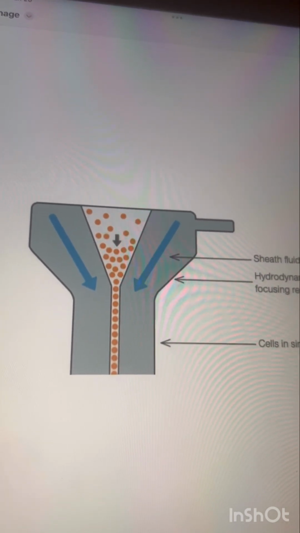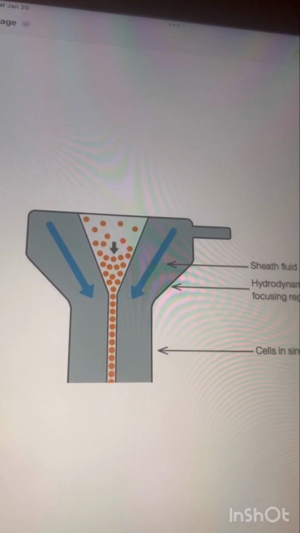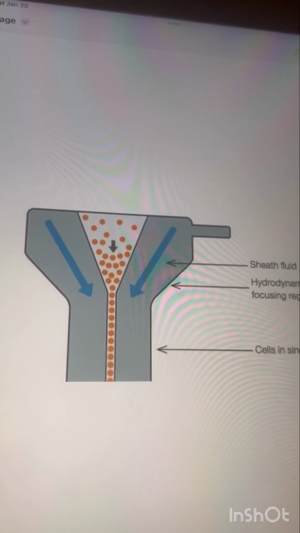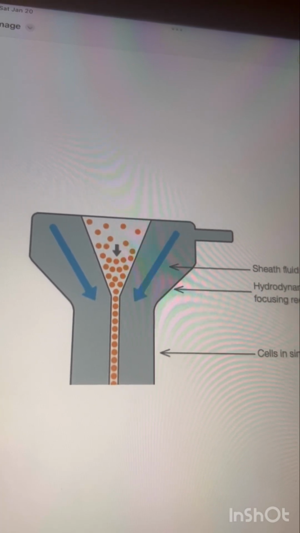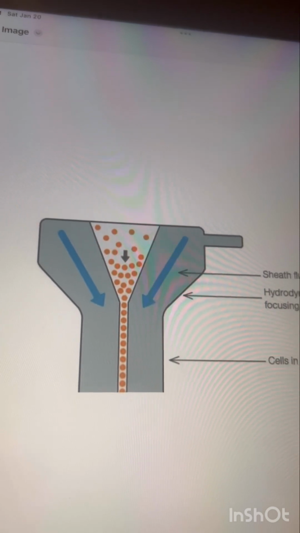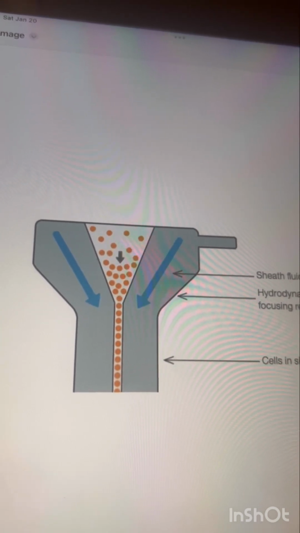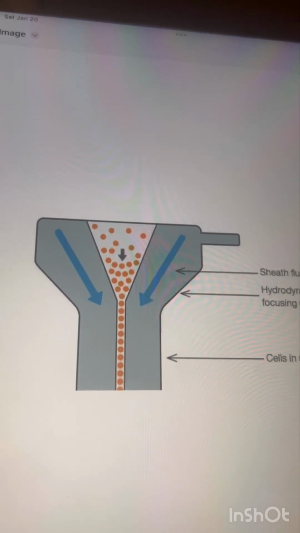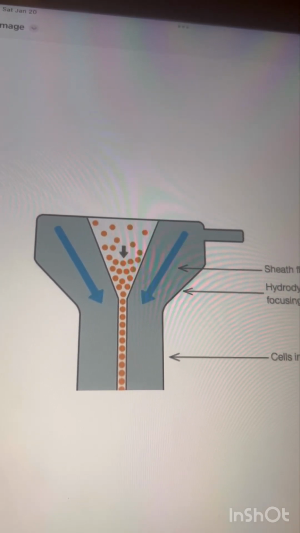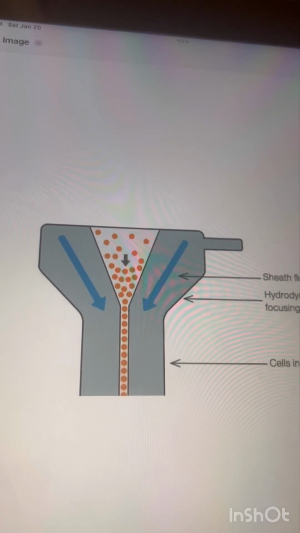There are three factors that can basically affect the cell flow rate. One is sheath stream velocity, which we discussed already. Another one is core diameter. We also discussed it. And the third factor is the cell concentration in the original sample suspension. These three things actually affect the flow rate in flow cytometry.